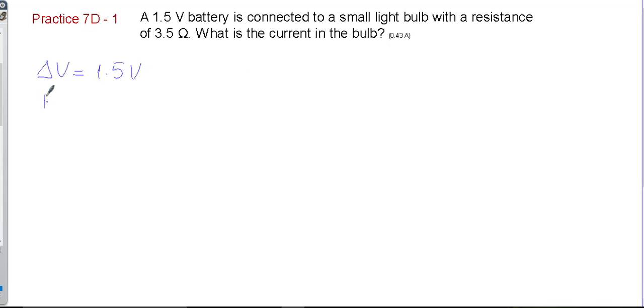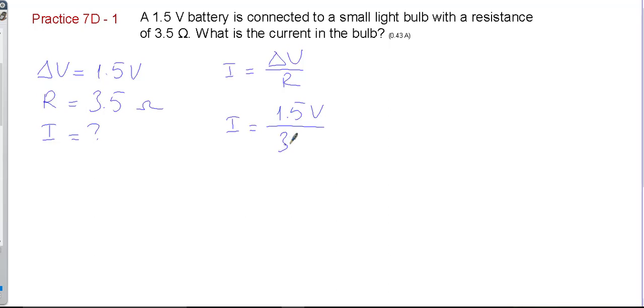And then the resistance is given, 3.5 ohm. And what is wanted? What is the current in the circuit? Current is up Ohm's law. So you remember it, I is equal to delta V over R. Delta V is given, 1.5 volt, divided by 3.5 ohm. And then the current that the battery produces will be 0.43 amperes.